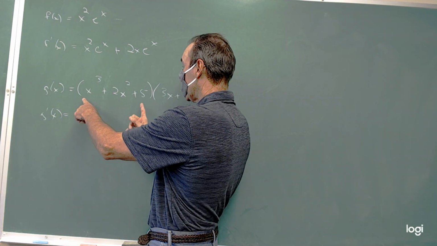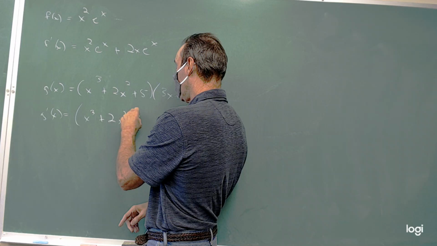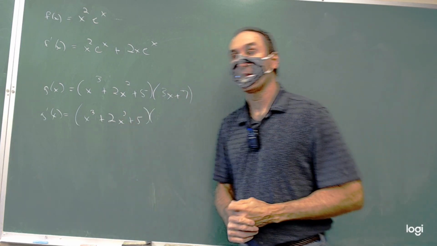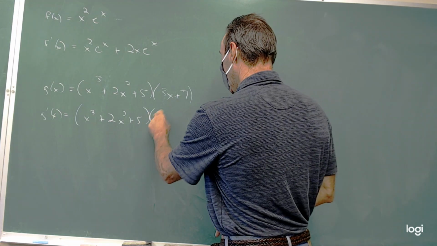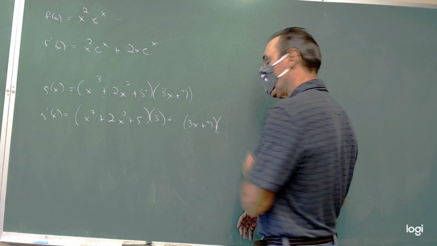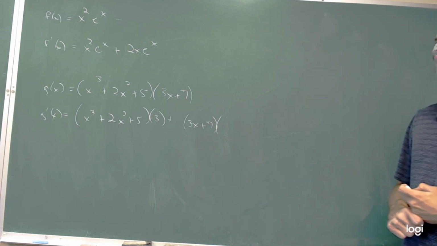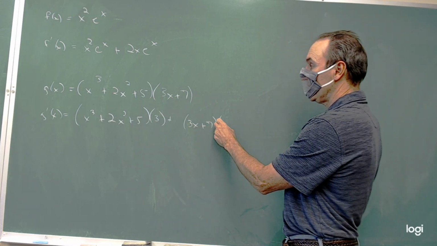So we're going to take the first times the derivative of the second, which is 3, plus the second times the derivative of the first. And so tell me, what is the derivative of the first?